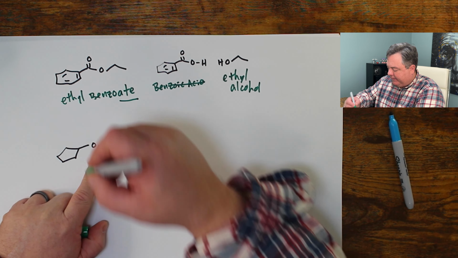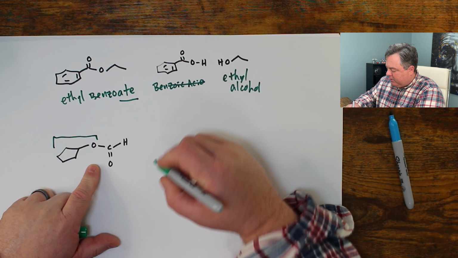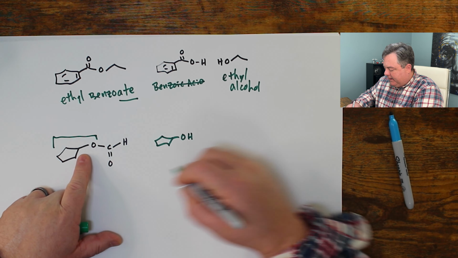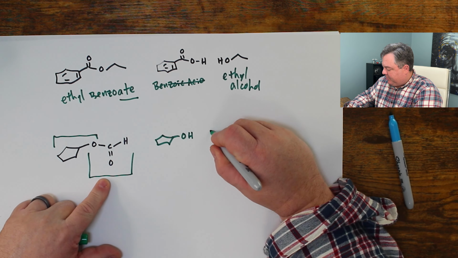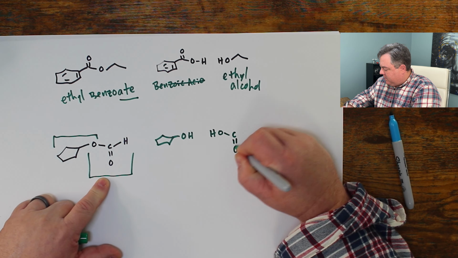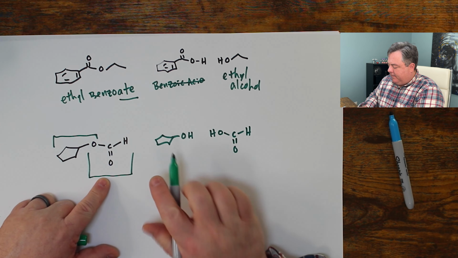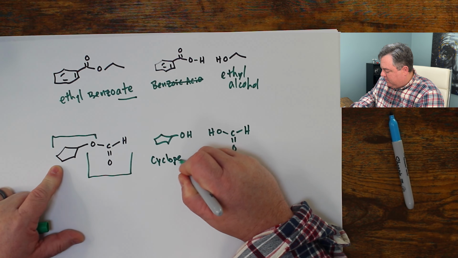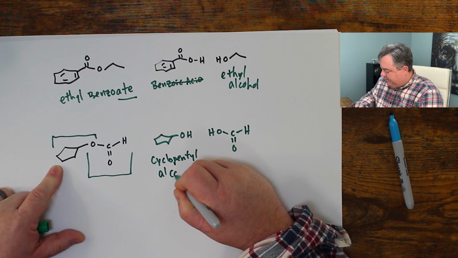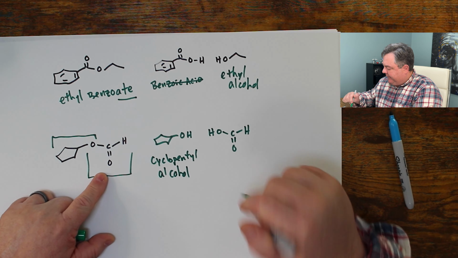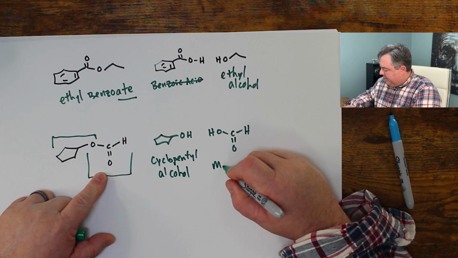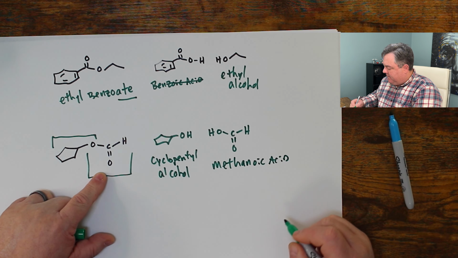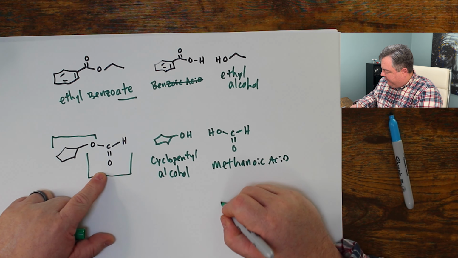This one, let's see, this part is the alcohol part. And this part must come from the carboxylic acid part. So this alcohol, the common name would be cyclopentyl alcohol. And this is methanoic acid because there's only one carbon, or the common name for that is formic acid.